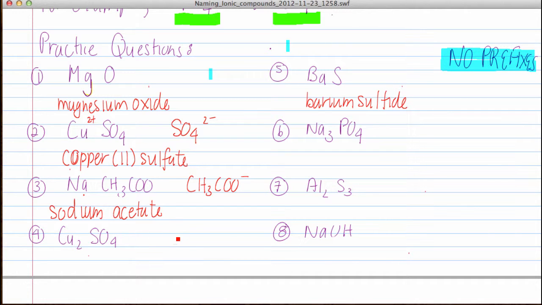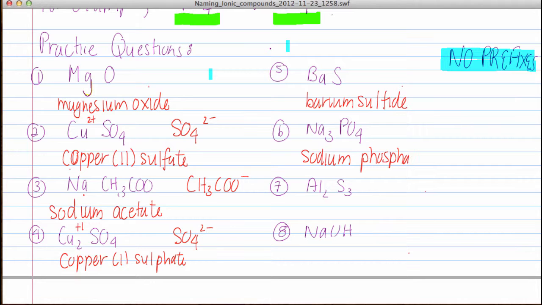The last one here, again, we have sulfate, and this time we have 2 coppers. So I will know it's got a +1 charge, so it's copper 1 sulfate. Number 6, again, it's sodium, and the PO4 is phosphate. Okay, next one, number 7, is aluminum, and it's sulfide. And the last one here we have sodium, and OH is a hydroxide ion, so it's hydroxide.